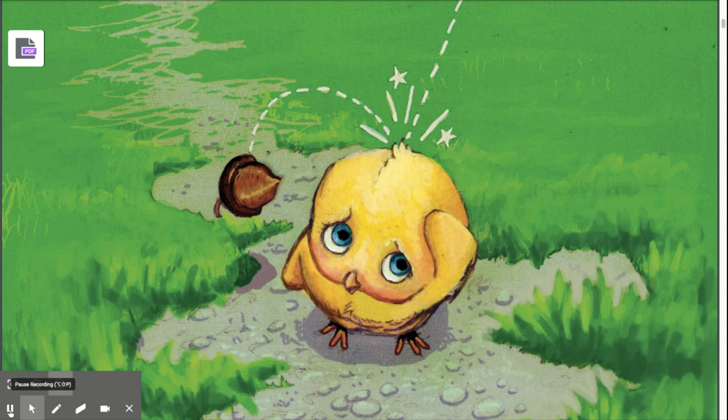This story is also considered a fairy tale, and so fairy tales may have different versions. So you may have heard this story, Chicken Little, before, but our version may be a little bit different than your version.